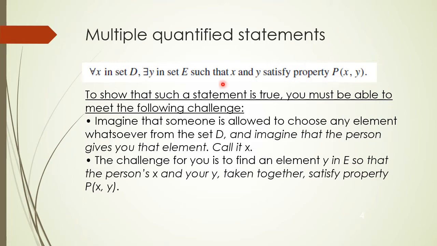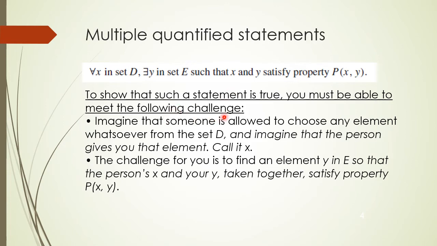Let us consider that section A of the formal method course is domain D and section B of the formal method course is domain E. Then for each and every student of section A, you can find a student in section B having the same age. If you can show this property, then that statement would be true.